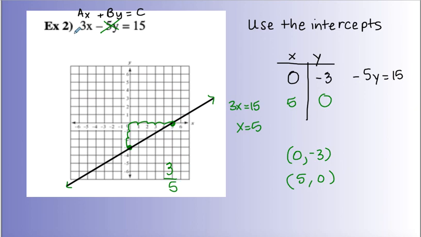Now from that previous video, remember we said the slope was -a over b in standard form. So that would be -3 over -5, which is 3/5. Check.